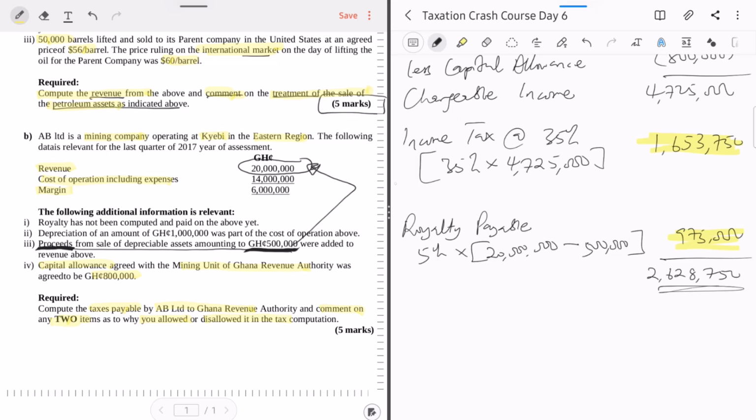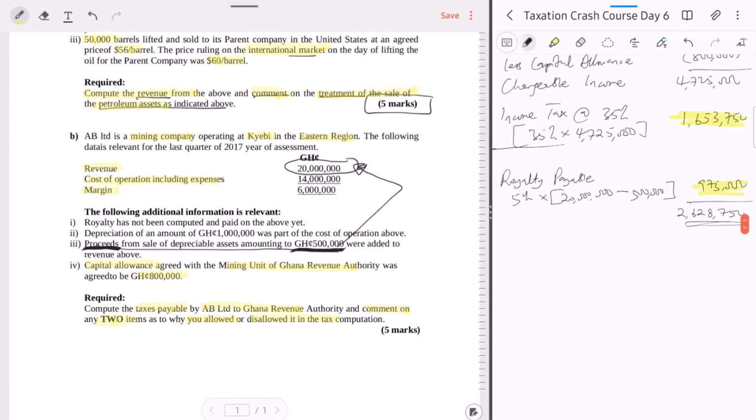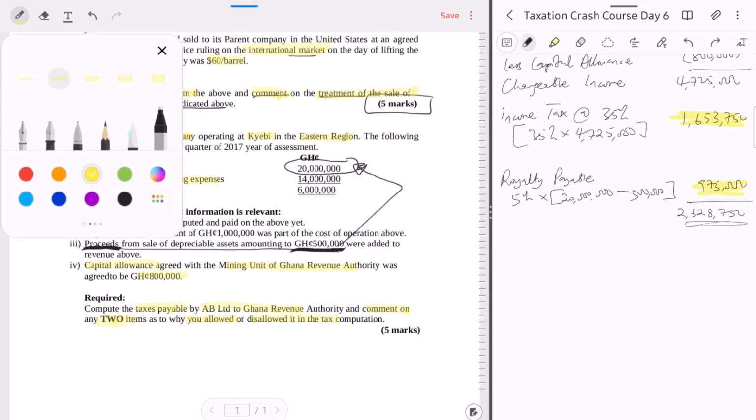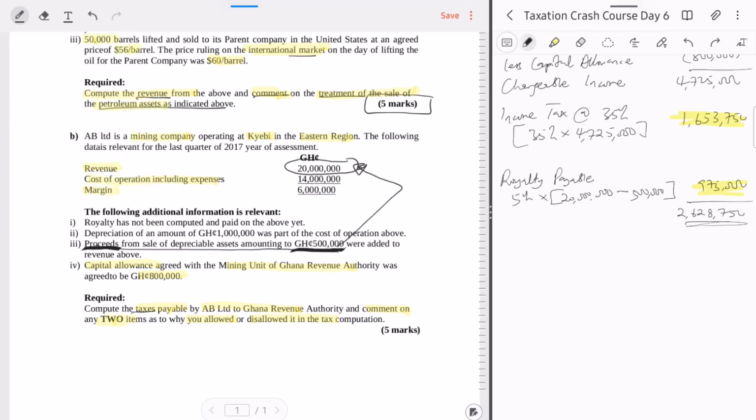But we are not done. What did the examiner say? They said we should compute the taxes payable, which we have done, and comment on any two items as to why you allowed or disallowed it. So please, over to you. Why are we allowing or disallowing anything?